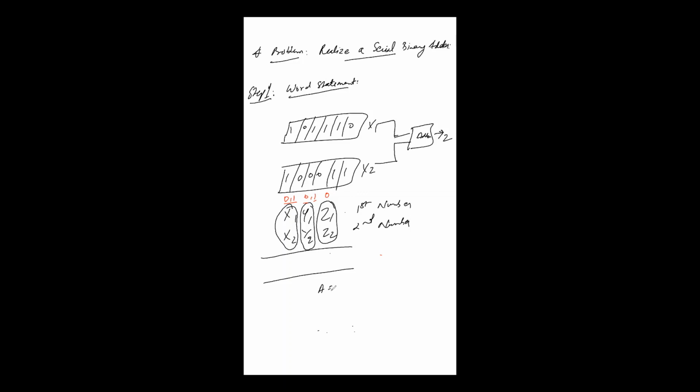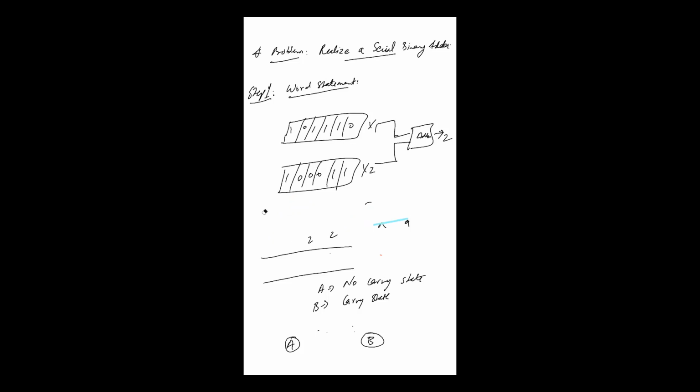Let A represent the no carry state, and B represent the carry state. That means before addition you are having a carry, right? There are only two possible states. Either it can have carry or it cannot have carry. There are two possible states, A and B. A is when you are having no carry, B is when you are having a carry, right? I will just make some space.